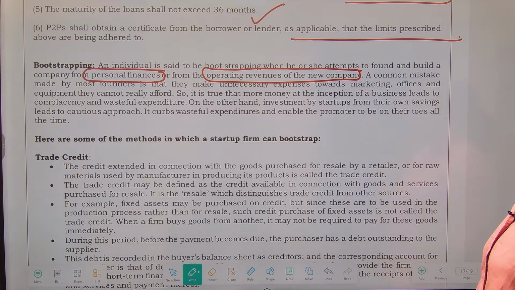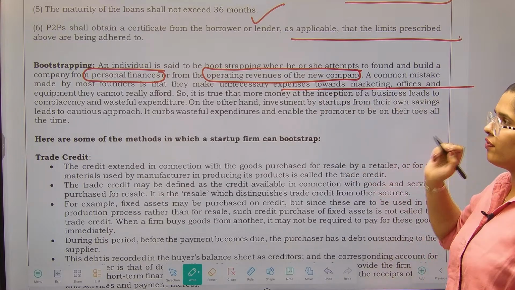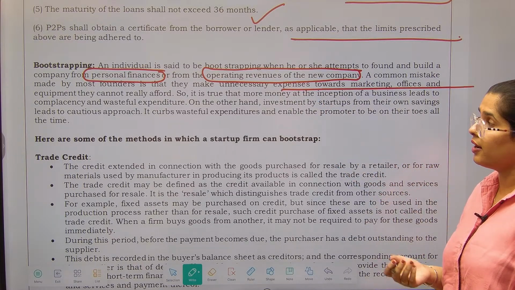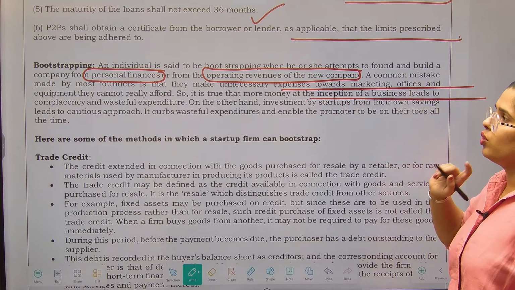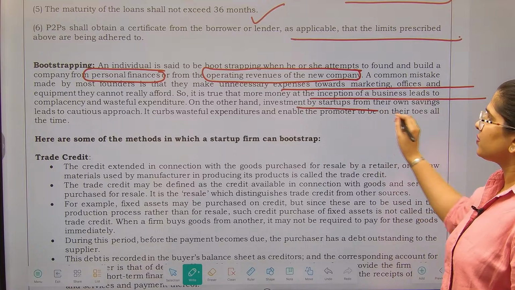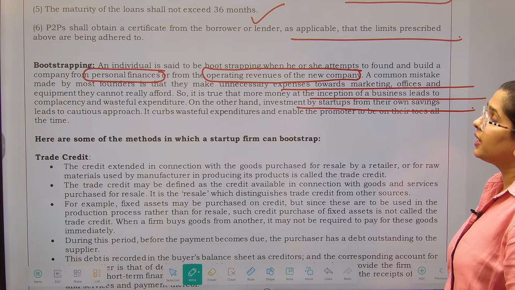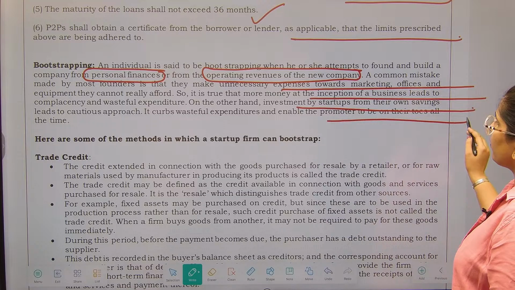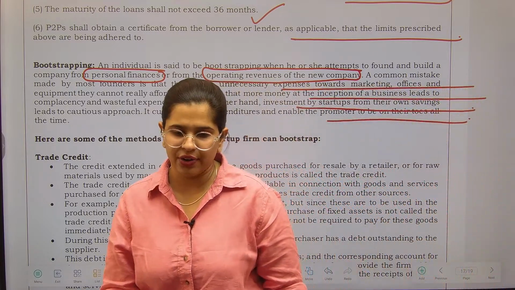Common mistake made by most of the founders is they make unnecessary expenses towards marketing, offices, equipment that they cannot really afford. So it is true that more money at the inception of a business leads to complacency and wasteful expenditure. On the other hand, investment by the startups from their own savings leads to cautious approach. It curbs wasteful expenditure, enables the promoter to be on their toes all the time. So this is a general rule.